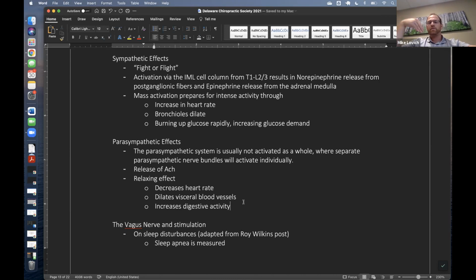There's an example of how vagus nerve stimulation can exacerbate sleep apnea. And it was put together really succinctly and really well in a Facebook post by Roy Wilkins. So I just figured I'd copy that post and put it down here, instead of me trying to make it up myself into something that's simple and easy to understand.